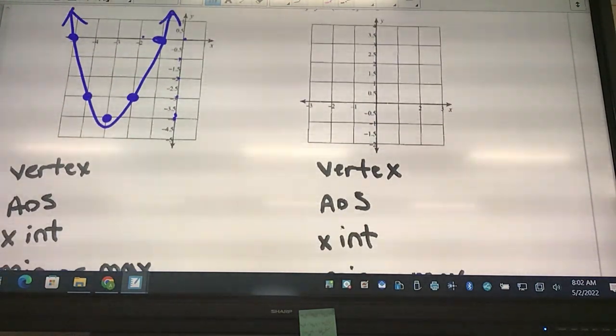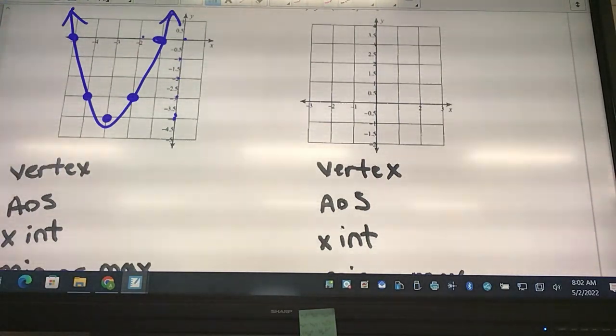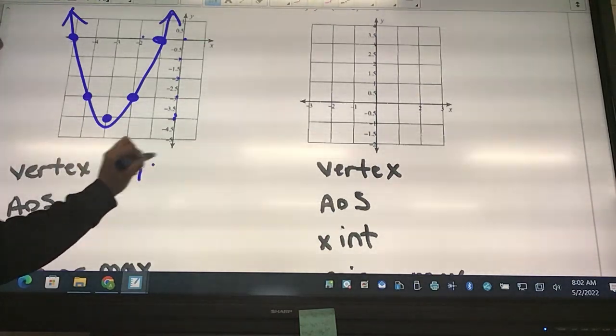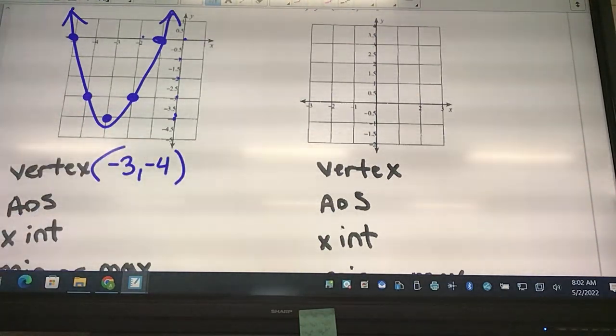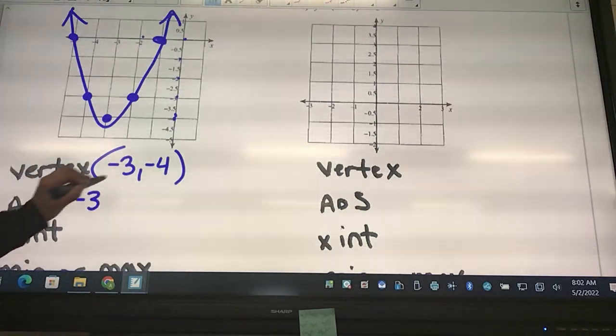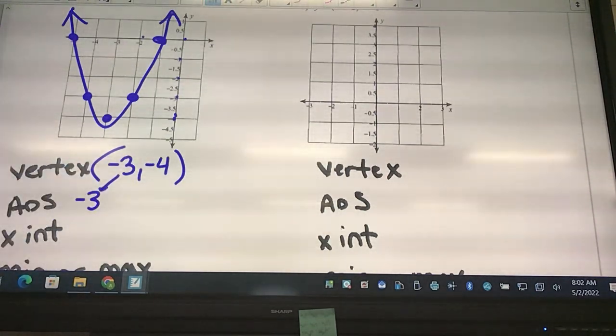Okay, what is the vertex? What is the first point that we plotted? -3, comma, -4. What is the axis of symmetry? -3. Okay, so whatever's here is going to go here.